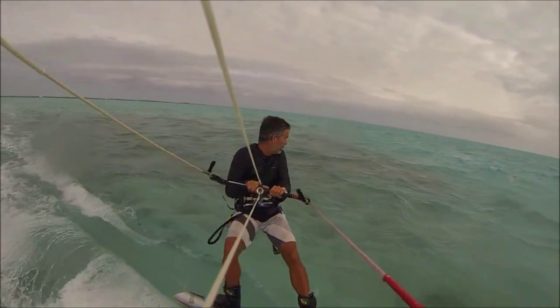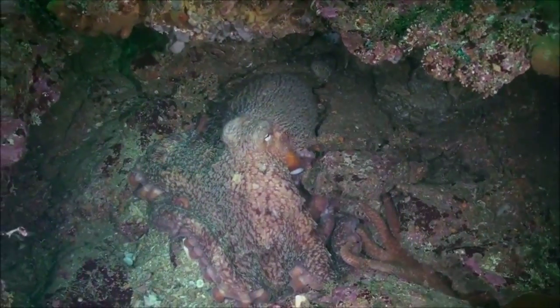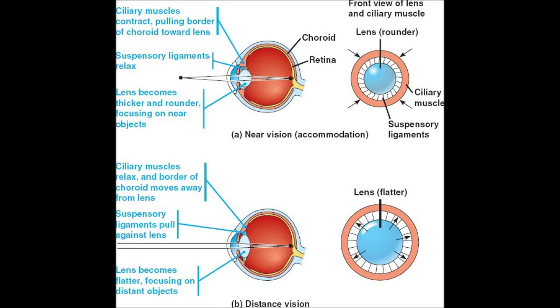There is also a large difference in how the Coleoidea and the mammals focus their eyesight. Mammals use the muscles surrounding their eyes to modify the shape of their lens, whereas the Coleoidea can control their lens to focus in or out.